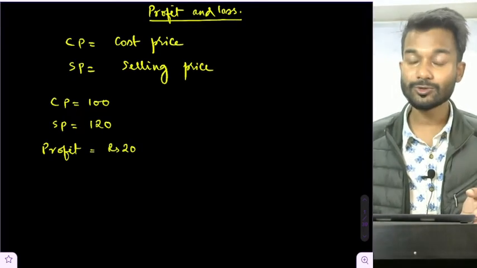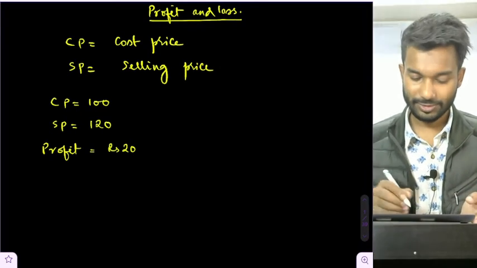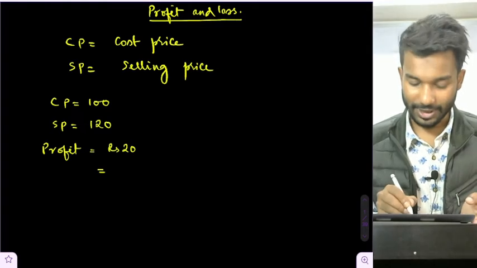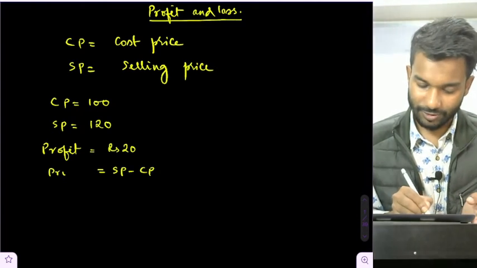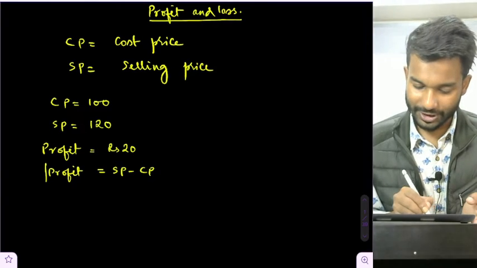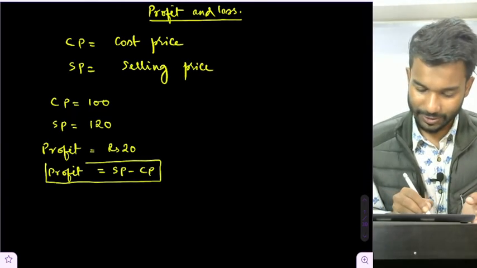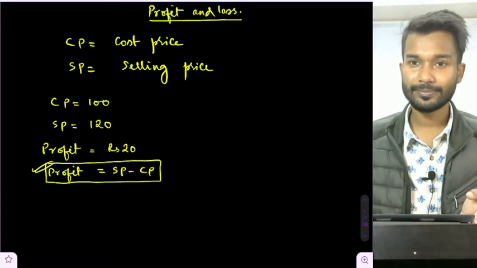So I'm asking, how did you get 20 rupees? You'll say selling price minus cost price. So remember, this is the formula for profit. Profit is equal to what? Selling price minus cost price. This is the first formula.